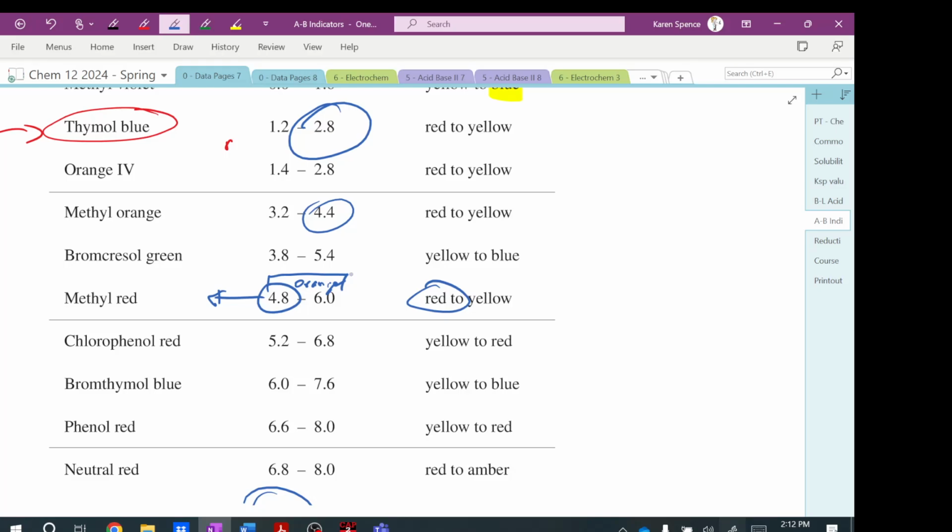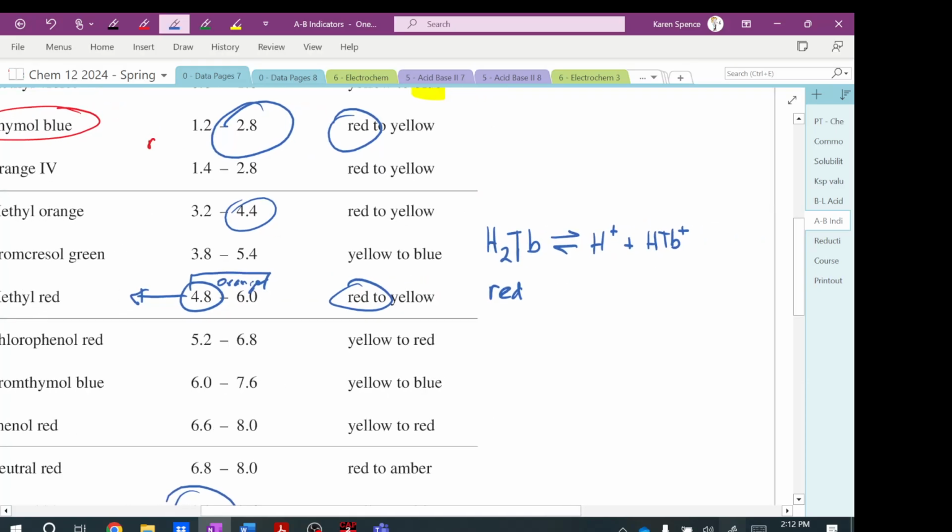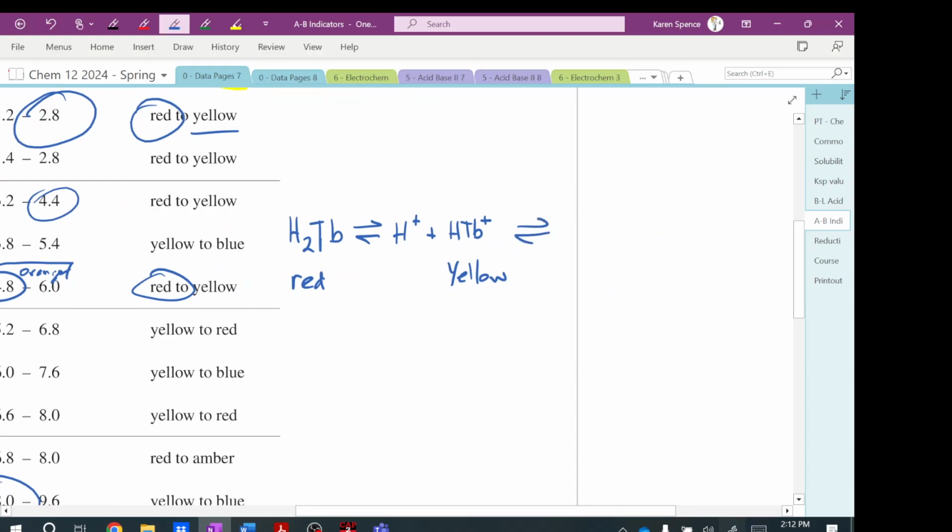You consider both, yes, because it is one substance. It's diprotic. So you have H2TB, and that form is red. And then it dissociates. Its first dissociation, it turns yellow. And then the second dissociation, it turns blue.